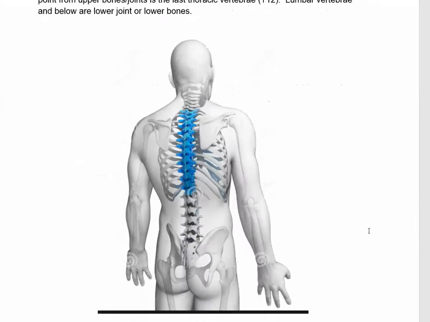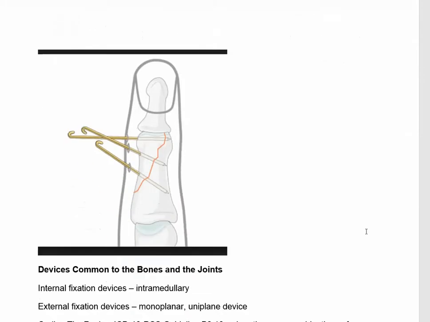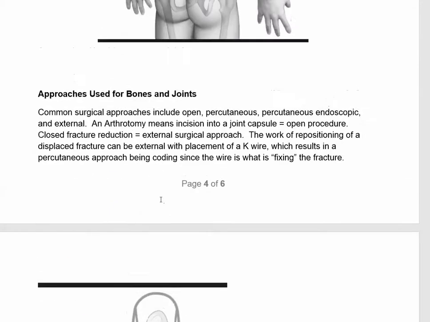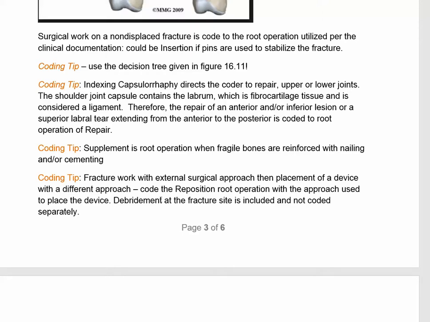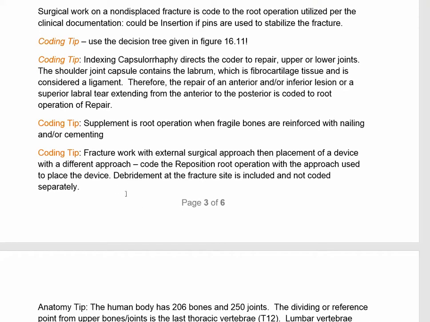And I believe I gave you a picture of that. So this is an example here of a non-displaced fracture, and they're using, in this case, 3 little pins. Also, if they do have to debride a fracture as part of the repositioning, that is typically not coded separately. It's part of the fracture treatment.